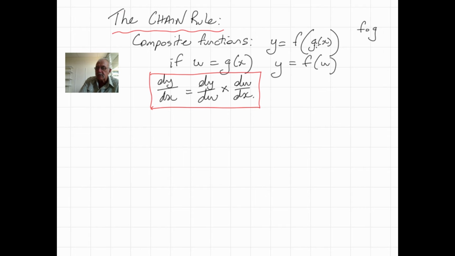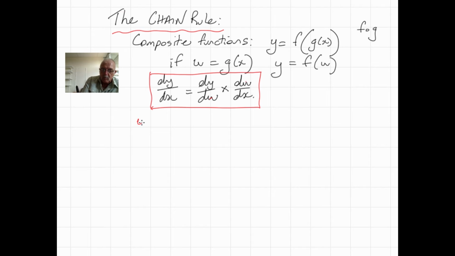You can have three levels, so you can go f of g of h of x, and it would be all chained together. You can see how in the chain rule, even though you can't do it, if you could divide the du's out, they would cancel out, and you've got dy dx equals dy dx. So that's the way to remember it. Think of it as the du's being chained together. All right, so let's have a look at an example and see what's going on.